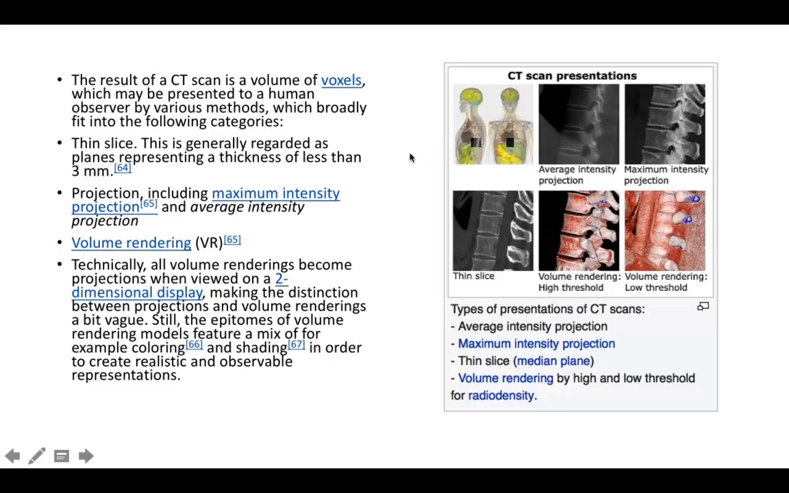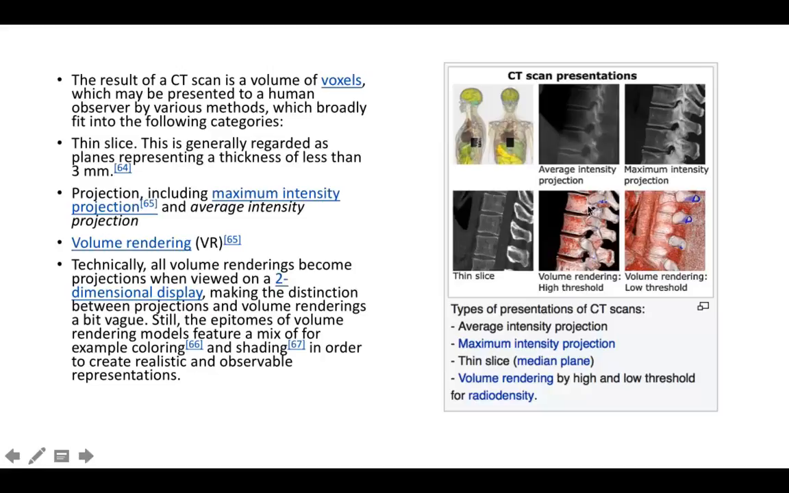A projection can be looked at as a maximum intensity projection or an average intensity projection. You can see the comparison here. So the maximum intensity projection clearly has a lot more fine detail. The average intensity projection looks a little more blurry. The thin slice, you can see you're just looking at a very small area.